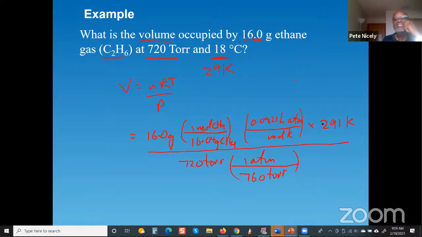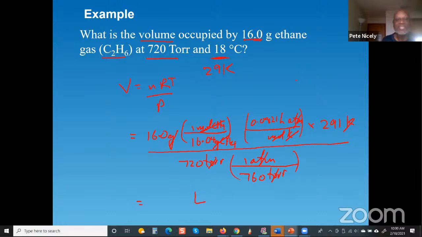Okay, so again, you see the setup. Again, you see that I've included the units as a part of the setup because I need to show how the units will cancel out. So the grams will cancel out with the grams here. The moles will cancel out with the moles here. The Kelvin will cancel out with the Kelvin. The torrs will cancel out here and here. And the atmospheres will cancel out here and here. So your final answer will be in liters.